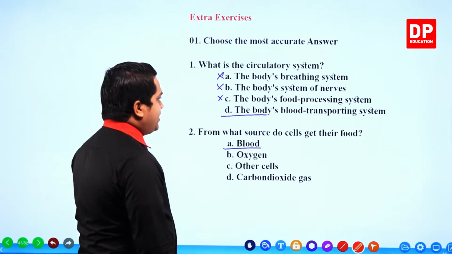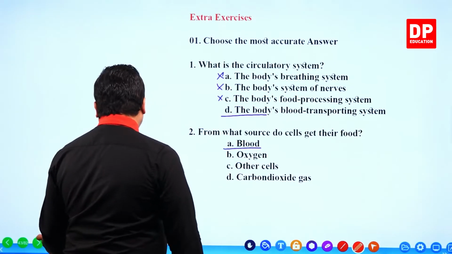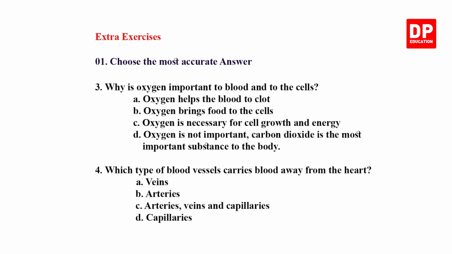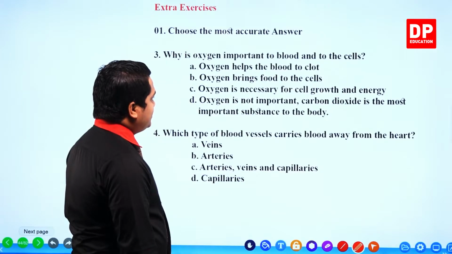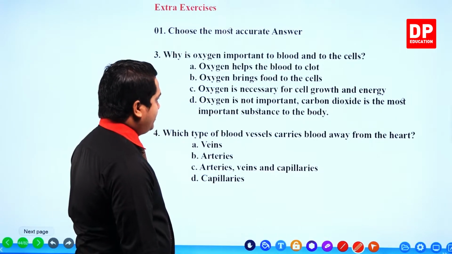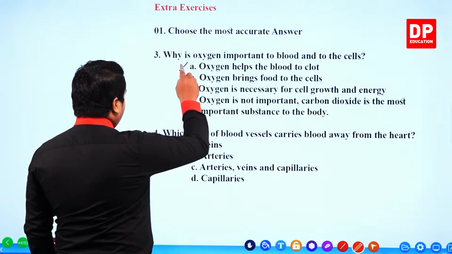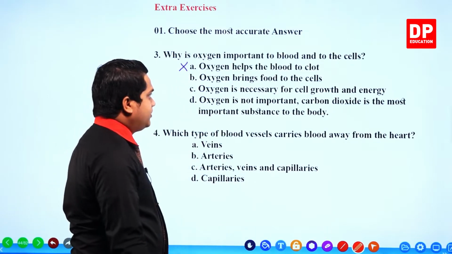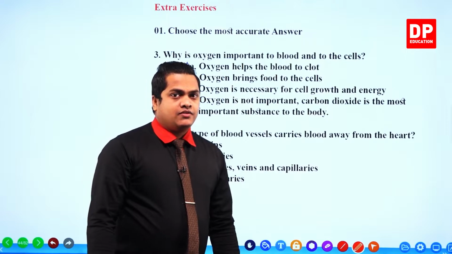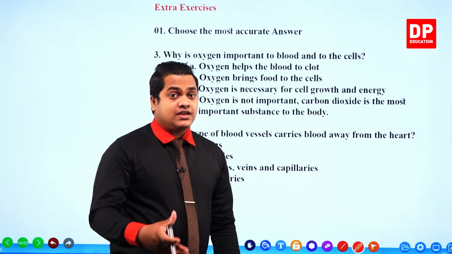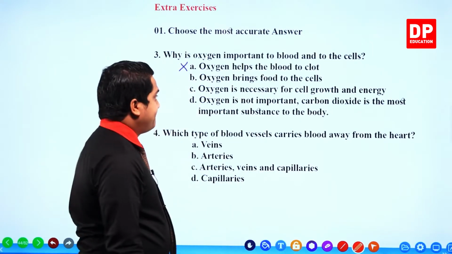Right? Blood is the answer. Next one. Why is oxygen important to blood and to the cells? Oxygen helps the blood to clot. Incorrect. Oxygen is not going to help blood for the clotting process, right? For the clotting process, platelets are the ones which are important.